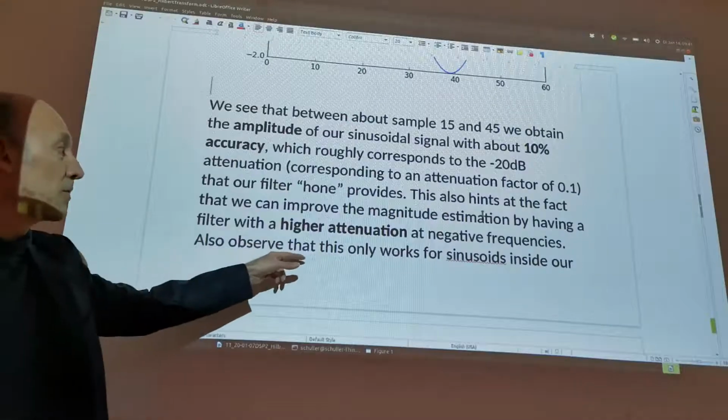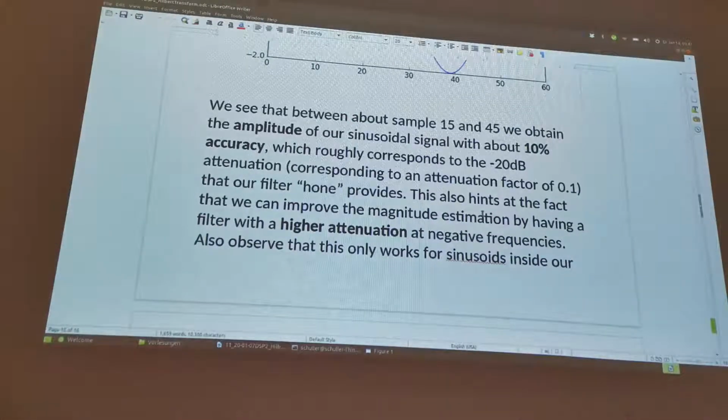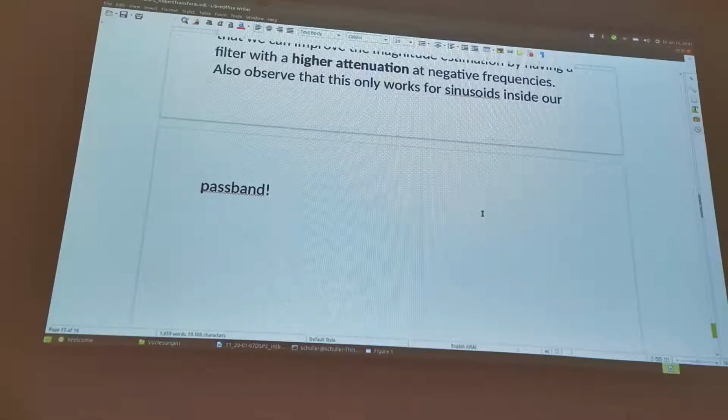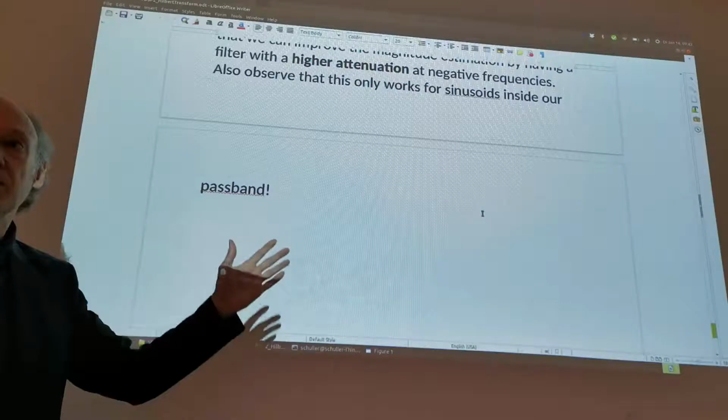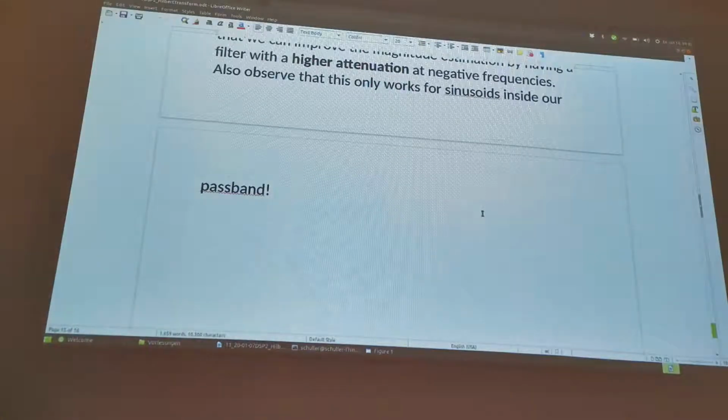So also observe that this only works for sinusoids inside our passband. So you might also get a better result if the sinusoid is a little bit more inside our passband. Remember, this was right at the edge. So this was, to begin with, a problematic case. So if we are more inside the passband, we might get more precise magnitude estimates.